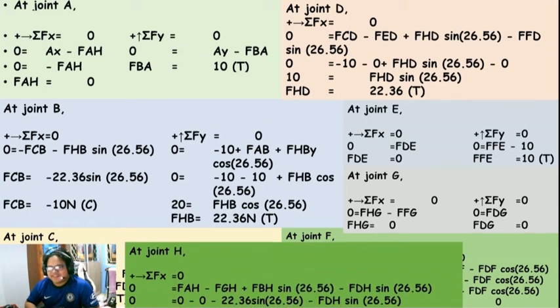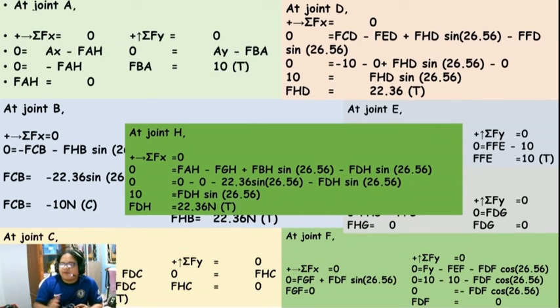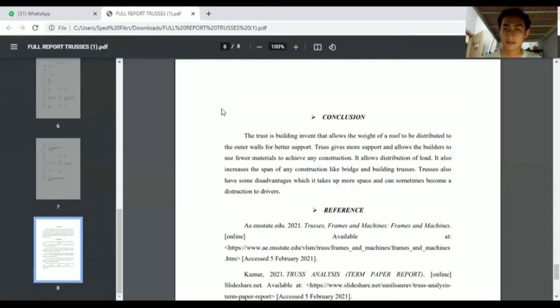So at joint H, this is what I got: FDH, which is the same as FHD. So that's it. The answer is 2.36. So as you can see, it is the same, so I can tell that our calculation is right. So let's move on. This is a conclusion about truss.